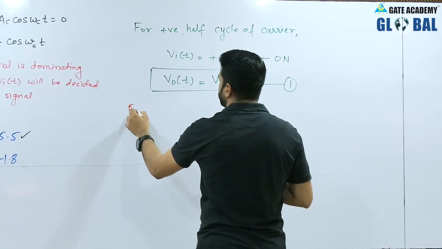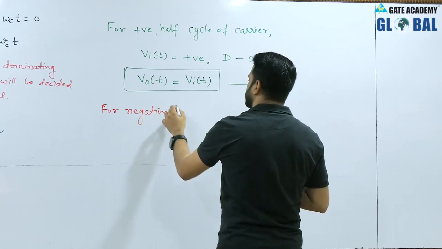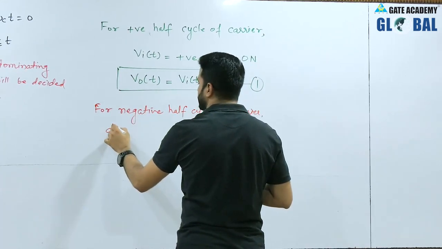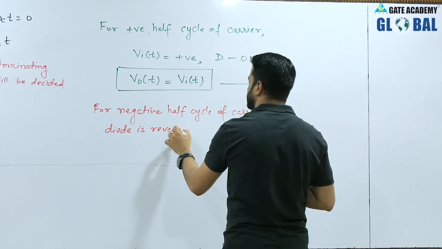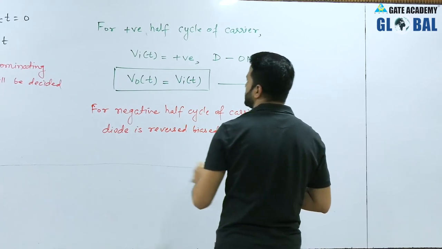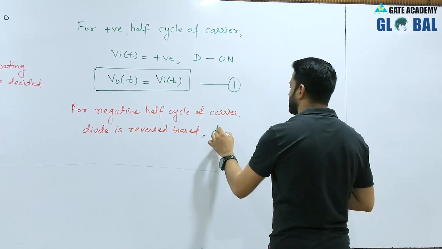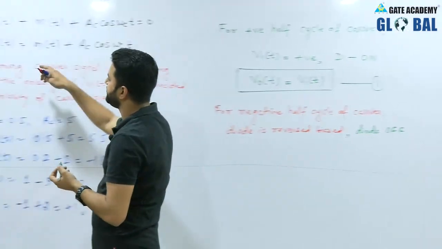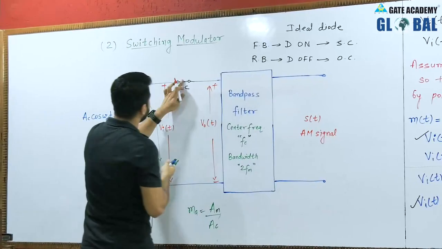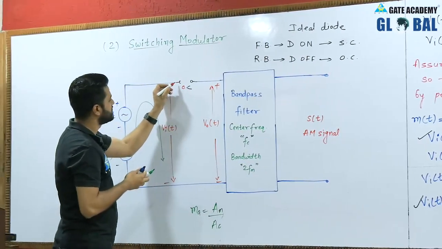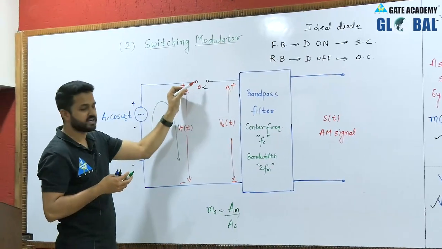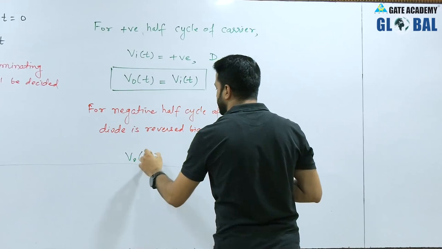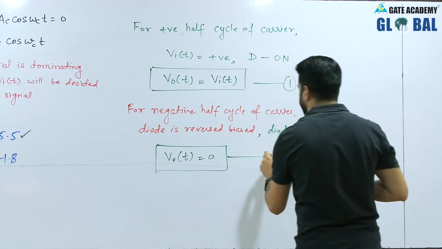For the negative half cycle of the carrier, the diode is reverse biased, that means the diode is off, and when the diode is off, it is open circuited. So when it is open circuited, no current can flow through this path. So the current is zero here. That means the output is zero. So we get V_0(t) equal to zero. This is our second equation.